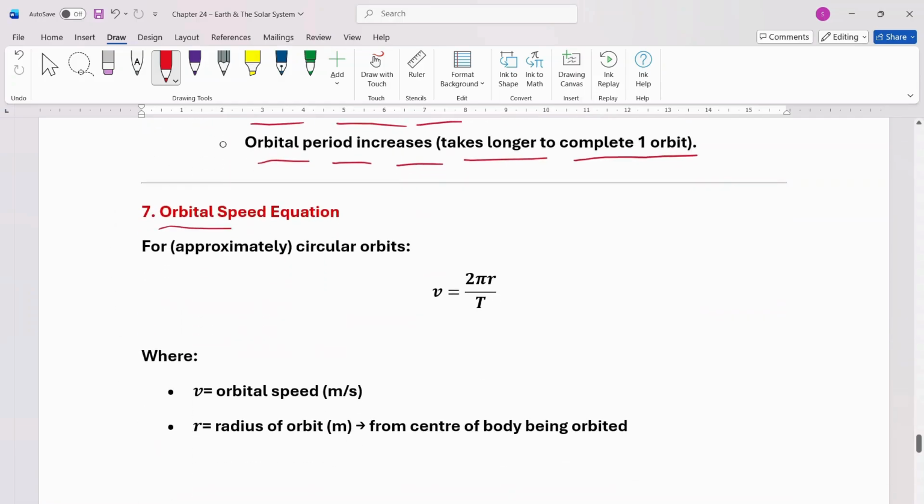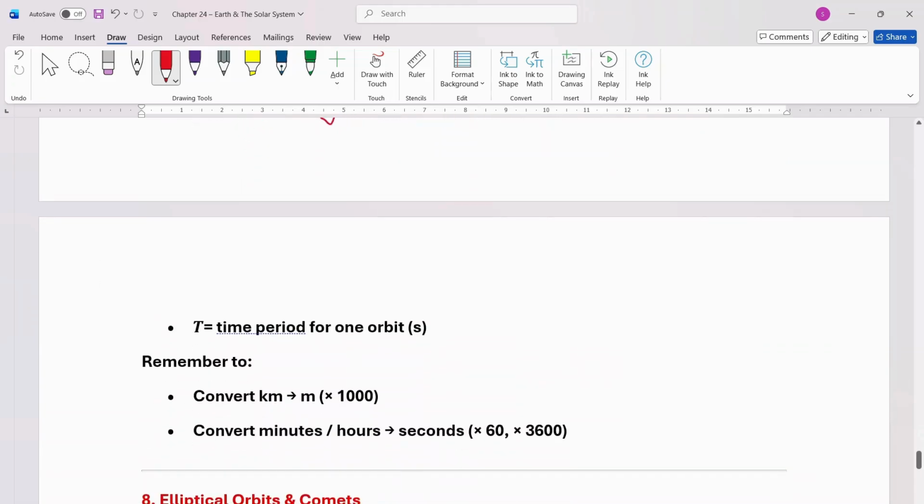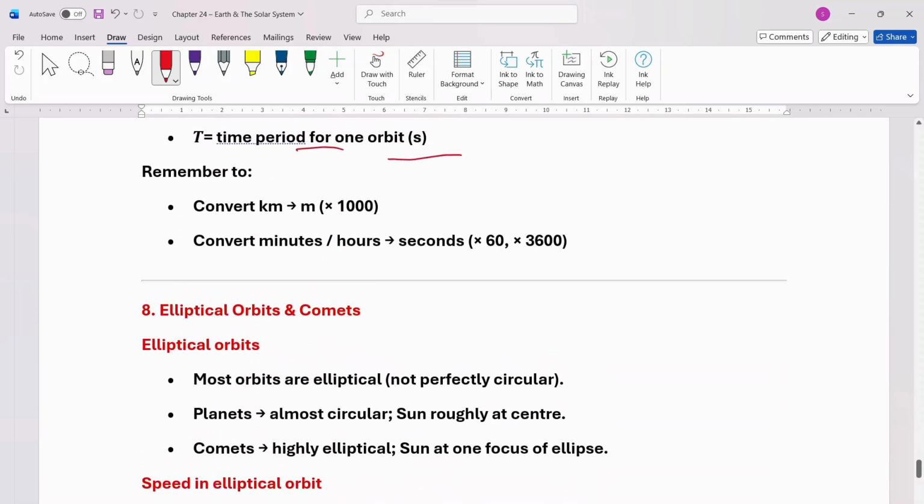Let's discuss the orbital speed equation. For approximately circular orbits, we have the formula v equals 2 pi r over T, where v is orbital speed, unit meters per second. r is the radius of the orbit, unit m, from the center of the body being orbited. T is the time period for one orbit and its unit is seconds, s. Remember always to convert kilometers to meters and convert minutes to hours and to seconds.